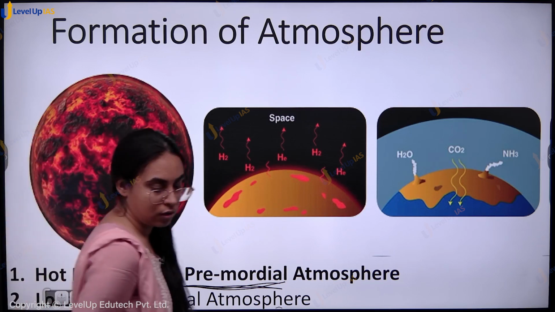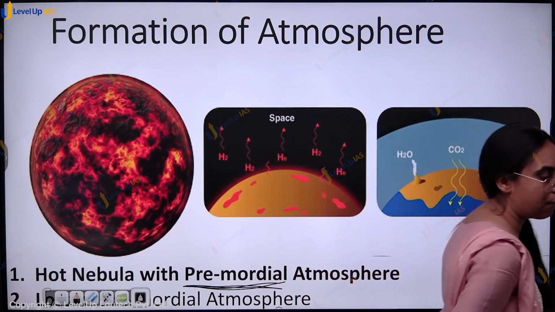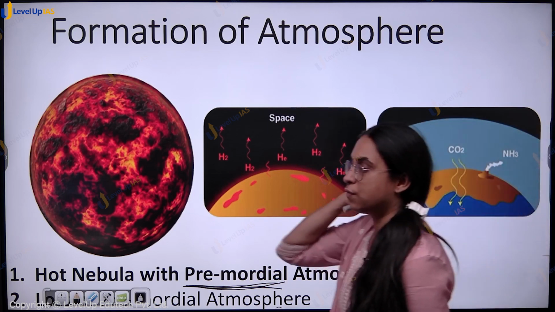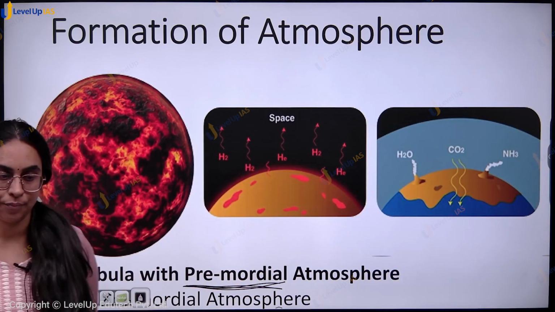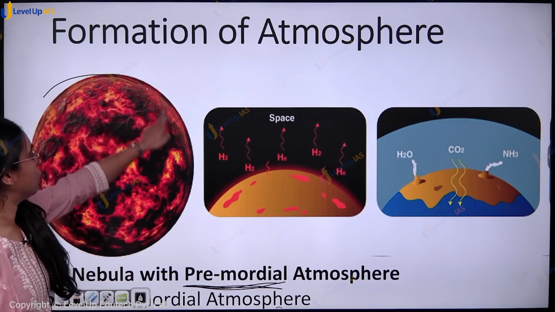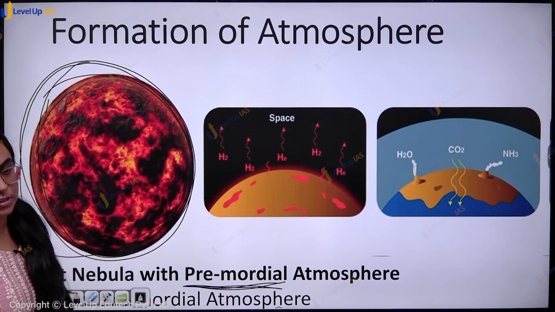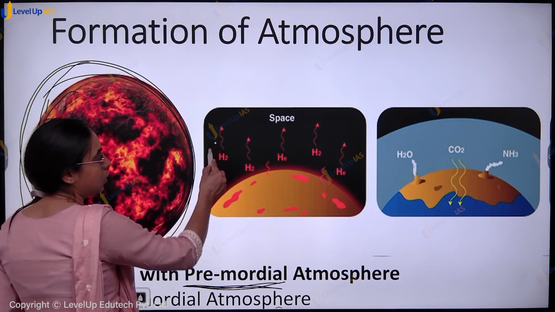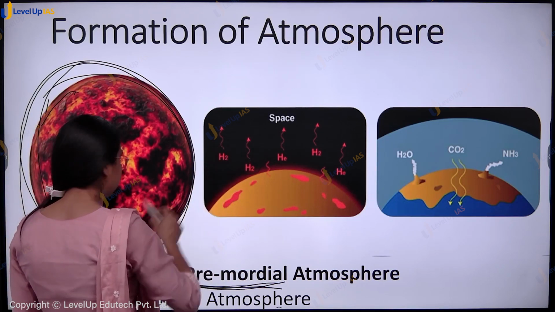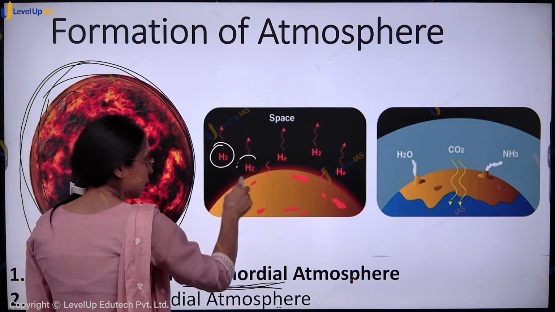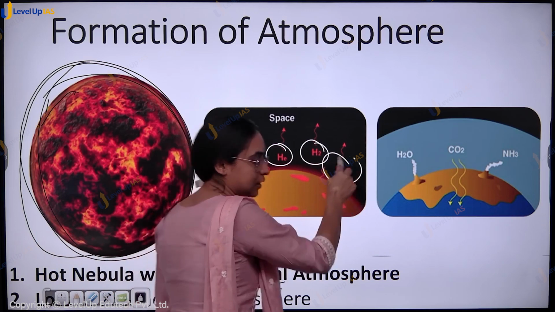Primordial atmosphere composed of hydrogen and helium. The Earth is a hot nebula, and it has what? It has primordial atmosphere. The atmosphere is what? Hydrogen and helium. Okay, first stage. Then what is happening? The second stage. Go to the second stage.